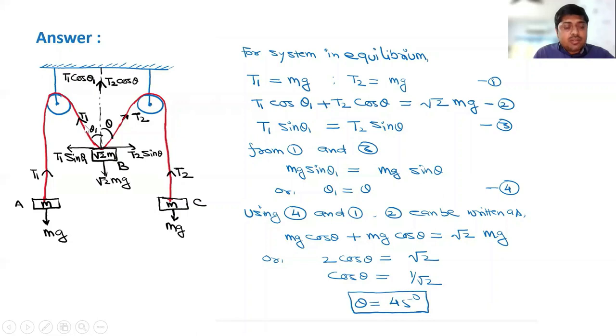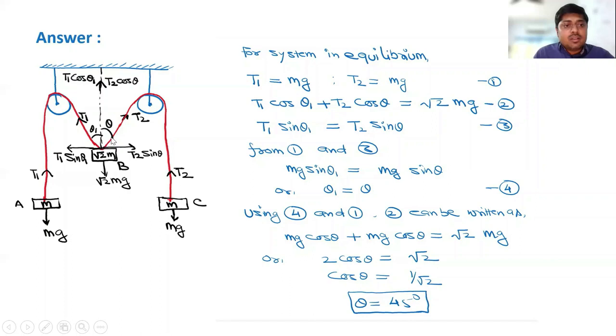The net component of these two tensions, because we can split it into two parts as they are acting at an angle with respect to this plane. So one component of this tension will be T1 cos theta 1, and the one component of this tension will be T2 cos theta that will act in this direction, that is perpendicular to the surface of this body.